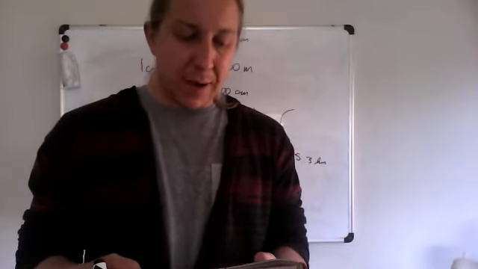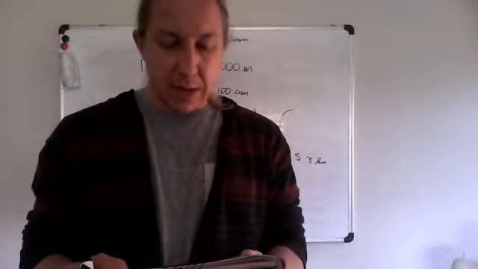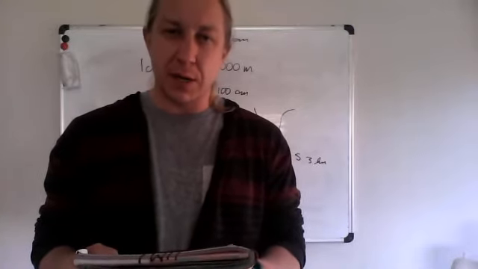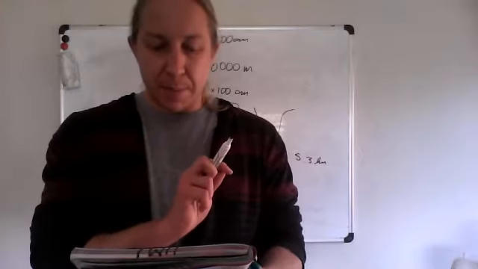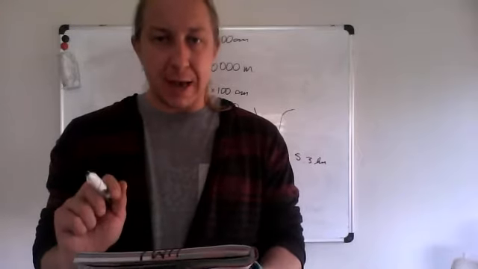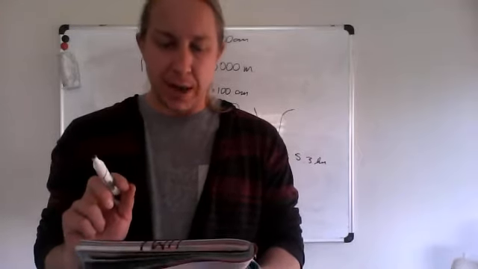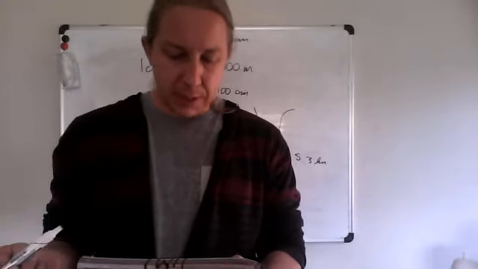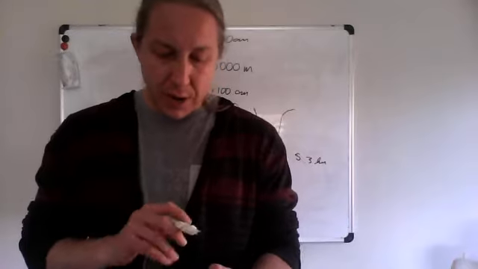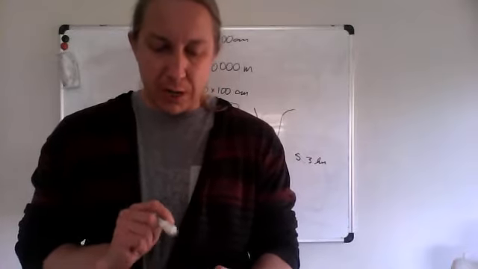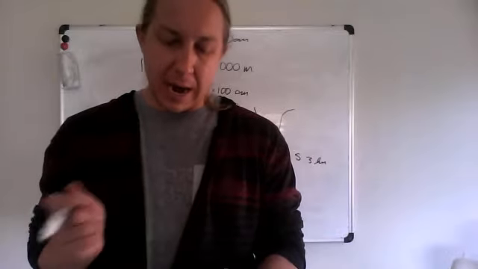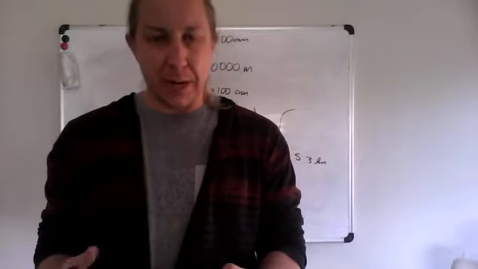Okay, so we have a scale of 1 to 50,000. How many kilometers does 1 centimeter on the map represent? Well, 1 centimeter on the map is 50,000 centimeters in real life. Now we need to convert 50,000 centimeters into kilometers. So if we look at the answer, we are dividing by 100 to get to meters, and then by 1,000 to get to kilometers. And our answer is half a kilometer on the ground.